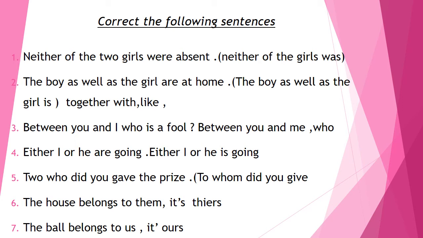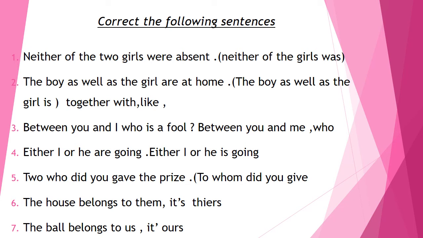Neither of the two girls were absent. We say, neither of the girls was absent. Neither takes a singular verb. So we cannot say were, but we say, neither of the girls was absent. Again, in that sentence, it is wrong for us to say neither of the two, but we say neither of, then the subject given to us, which is girls. Then we say, neither of the girls was absent. That is the right sentence we are supposed to construct.